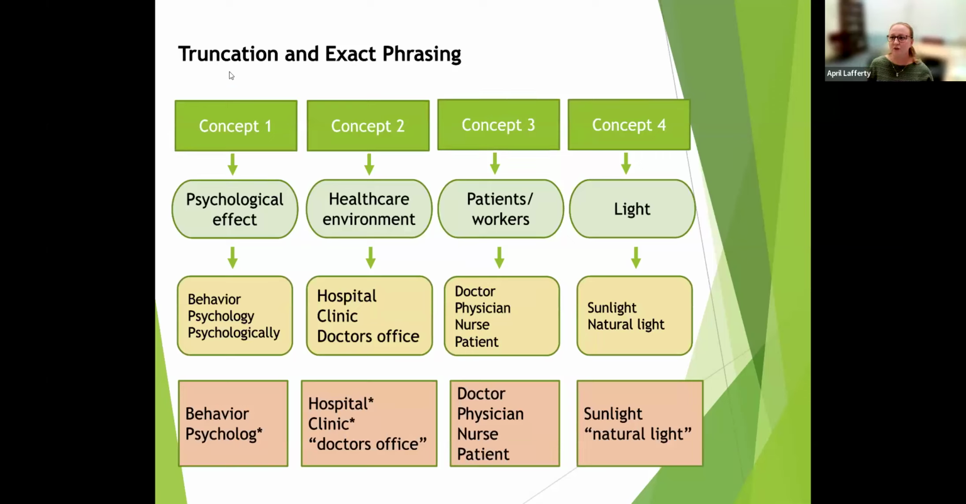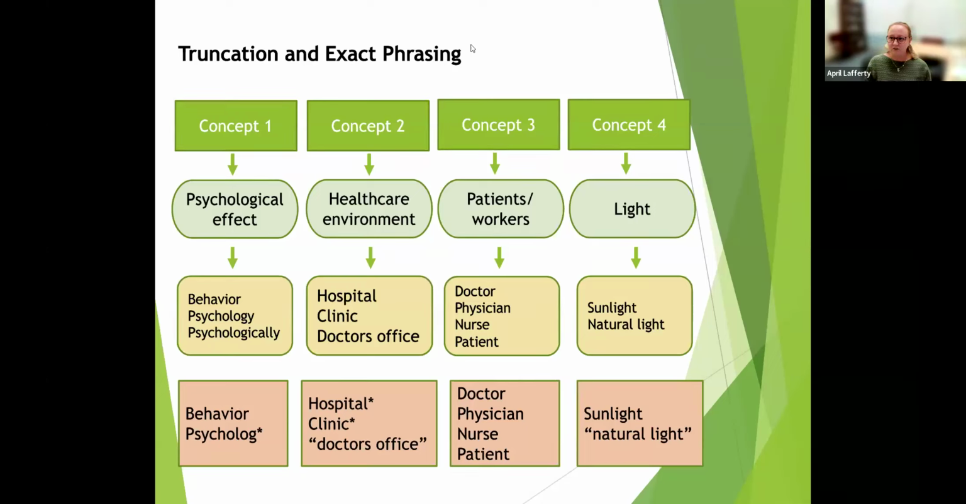So truncation is when you take the root of a word and search for it. It helps you to search for all the variations of the word. So if you'll notice under the first concept, we have the keywords psychologically and psychology, but they both share the same root. So what you can do is put an asterisk after the G, which I've done down here, and it will search for all variations of that word. So you can search for these two and any other variation of the word here. That saves you from having to type in every variation of the word when you're doing your search.